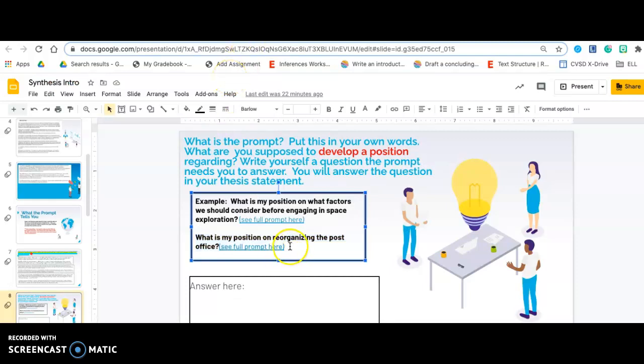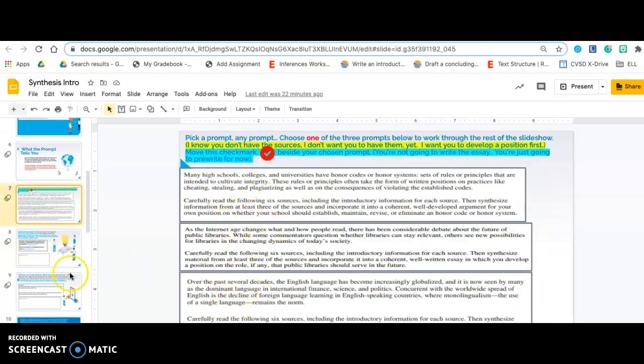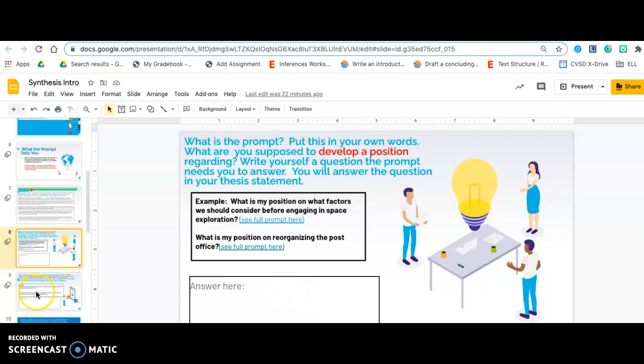So I took that and I said, okay, what is the question they actually want me to answer? And here it is. What is my position on reorganizing the post office? I need to figure out, is that something that should be done? And if so, how? So what is my position? So you are going to take your prompt from here and you're going to write a question.